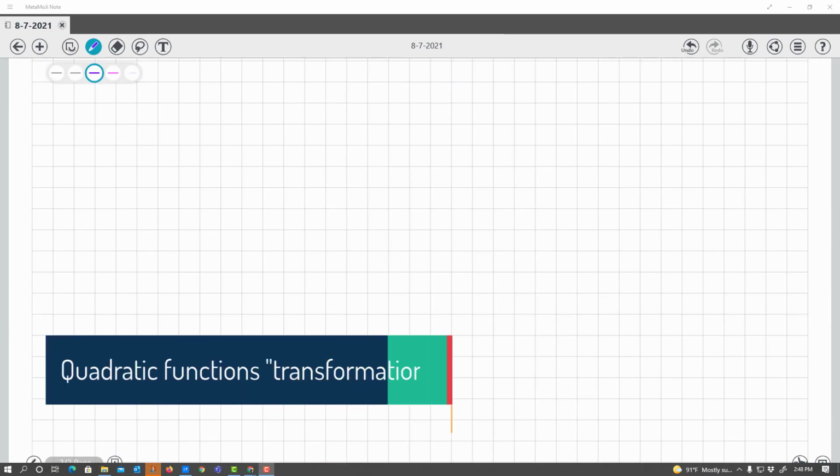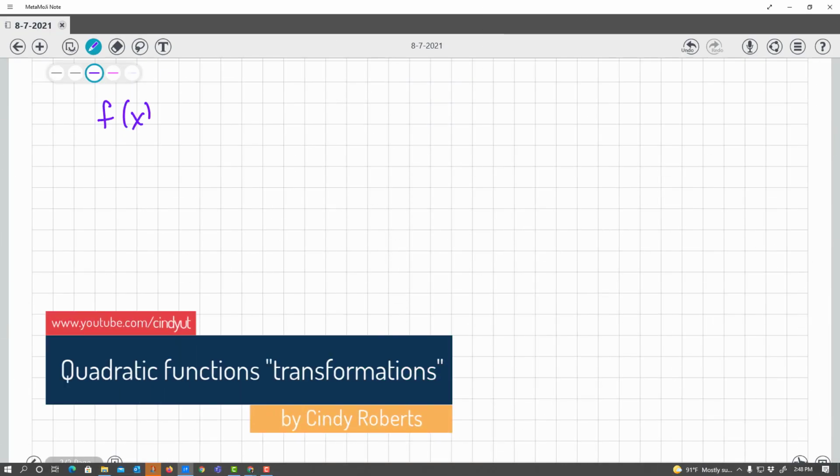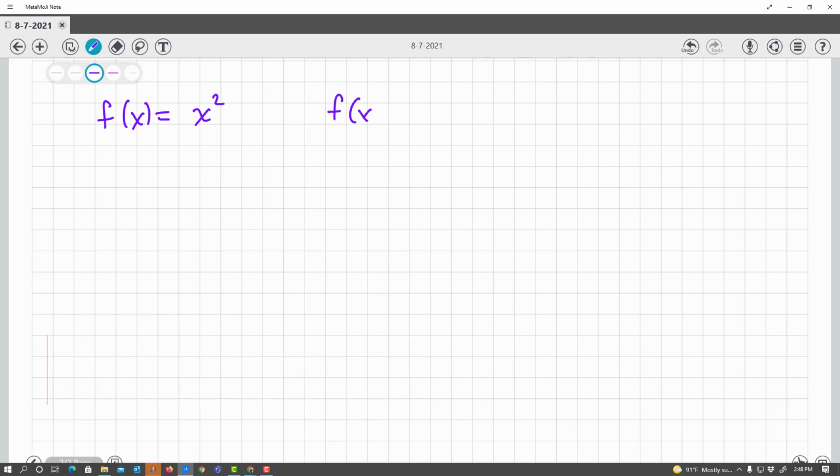Okay, let's talk about a quadratic function. What makes it quadratic is that square. And you can also have negative x squared. If you just graph these really quick, you would see when the sign is positive, the parabola opens up.